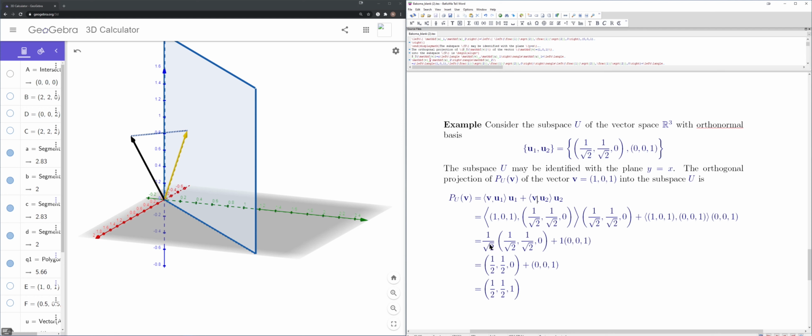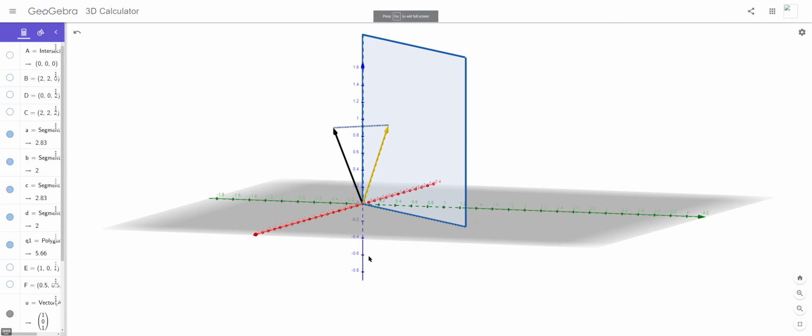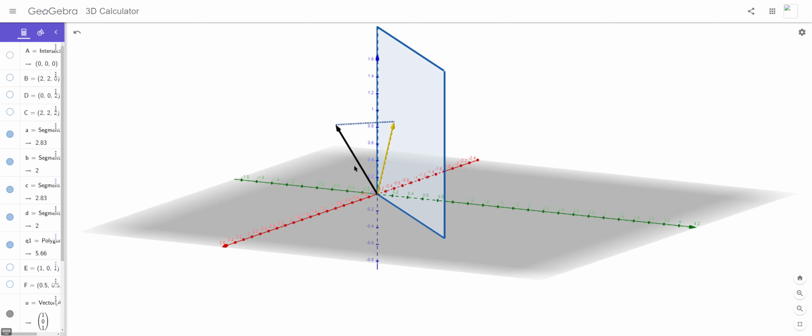Okay, and then you just work this out. It's a scalar by this vector, so each of your components over here you multiply by the scalar 1 over root 2. So you get a half, half, 0 here, and here you get 0, 0, 1. Then finally you just add these two vectors to get you a half, a half, 1, and that is your yellow vector inside here. So the black vector is the v, this blue plane over here is the subspace U, and your required projection of v into U is your yellow vector here.